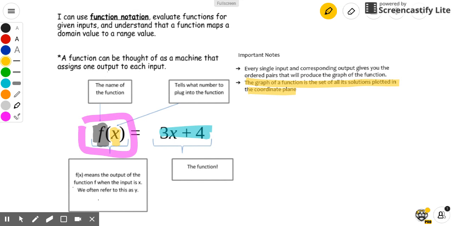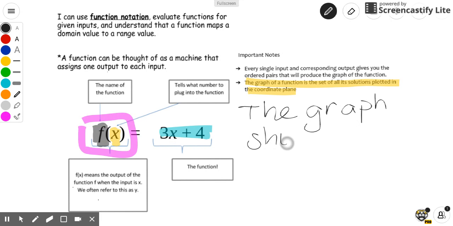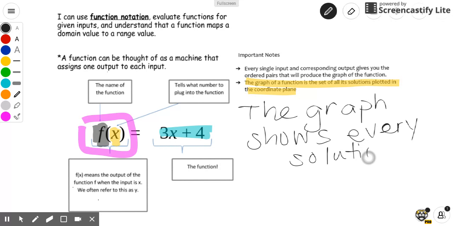So what that means is that the graph shows every single solution. So I'm going to write that because I think you guys should write that too. It's very important. So the graph shows every solution. So if you ever wanted to see every solution for a function, you would graph it. So the graph shows every solution. Okay, and write that below the important notes. Every single solution, every time.